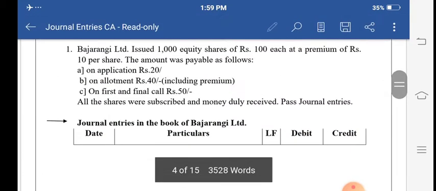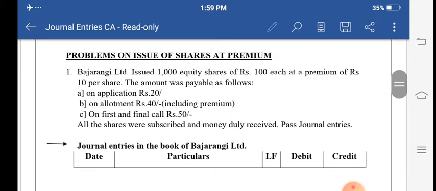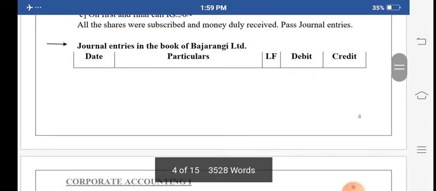Next, the second one. See, on allotment rupees 40 including premium. In this, including premium of rupees 10, actually allotment should be 30, but it is 40 because 10 rupees premium is added in that. Okay, so we have to pass the journal entries.